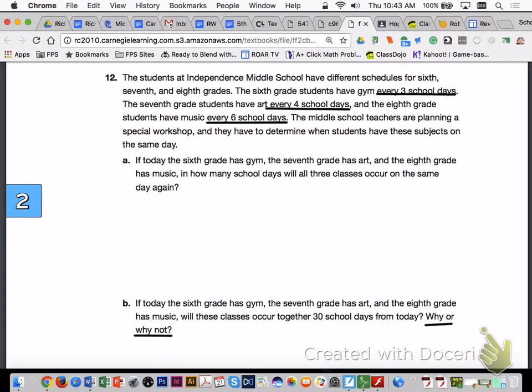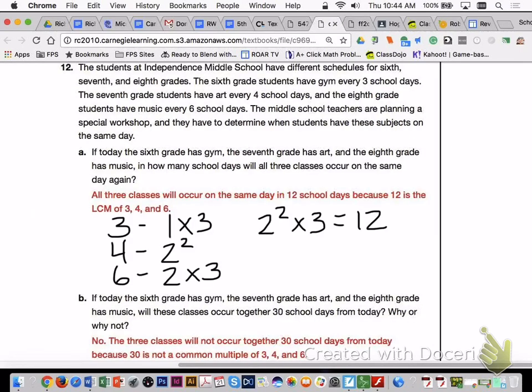Please turn to page 66 and answer number 12, letter A and B with your group. For number 12, letter A, all 3 classes will occur on the same day in 12 school days because 12 is the LCM of 3, 4, and 6. For letter B, the answer would be no because the 3 classes will not occur together 30 school days from today because 30 is not a common multiple of 3, 4, and 6.